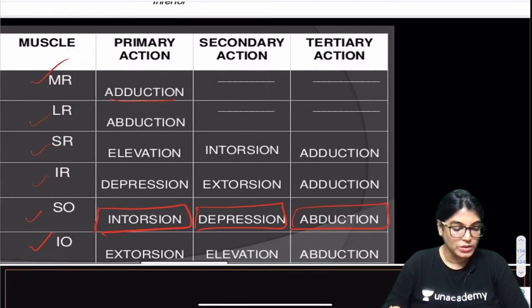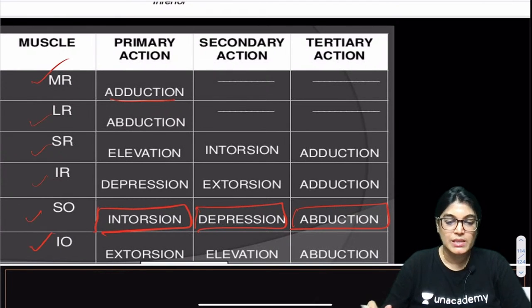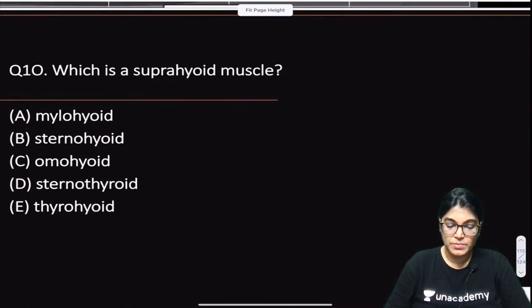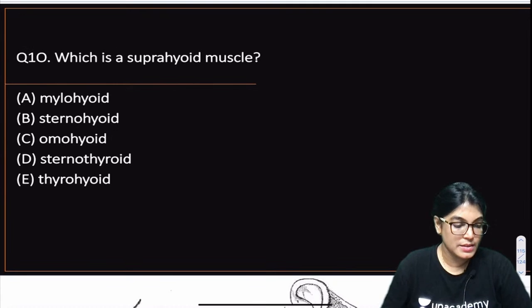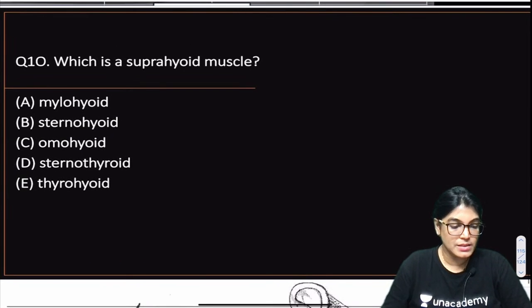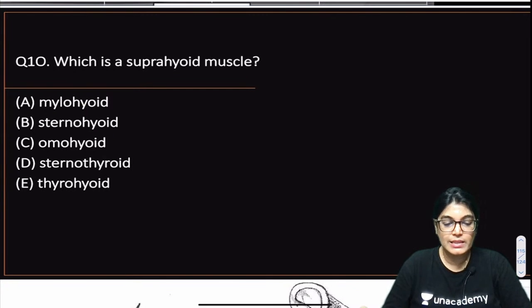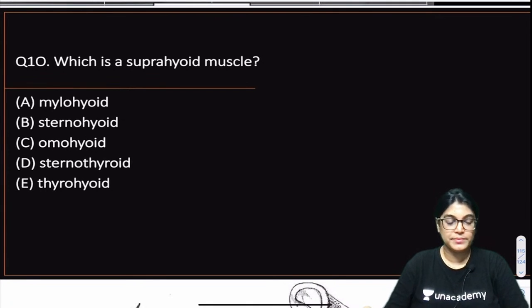Everyone, is it okay? Can we move on to the next? So can I move on to the next MCQ? MCQ number 10. This is the last MCQ for today's session. Question number 10. Which of the following is a suprahyoid muscle? Whether it is mylohyoid, sternohyoid, omohyoid, sternothyroid or thyrohyoid. Which of the following is a suprahyoid muscle?